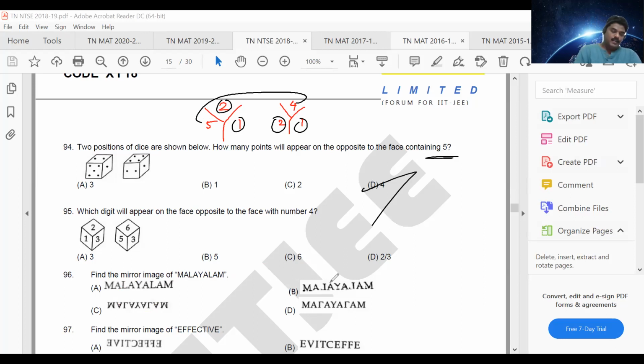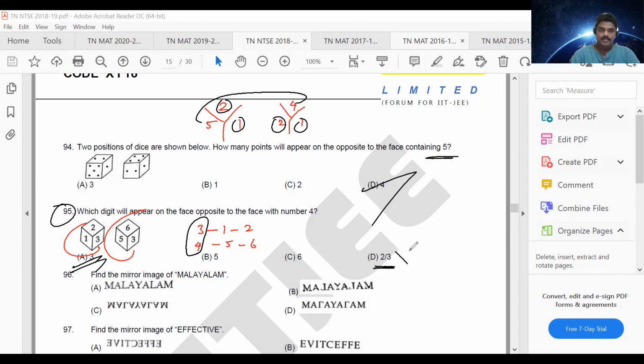Right? And coming back to the 95th question. My common value over here is 3. So 3, 1, 2. And once again, I'm rotating. It is 3, 5, 6. So same number has been repeated. So I will take off one value, and it will become the missing value 4. So my answer would be 4 is opposite to 3. Here they have given an option of 2 or 3, but no, it is 3. Right?